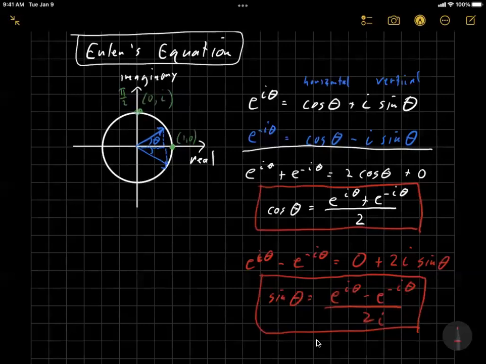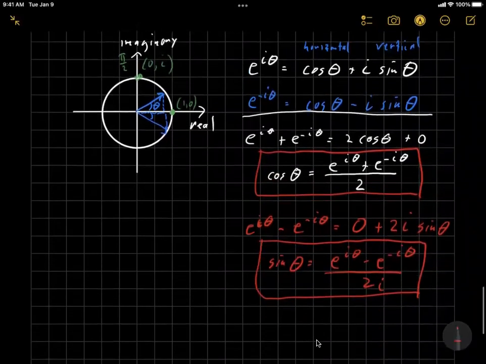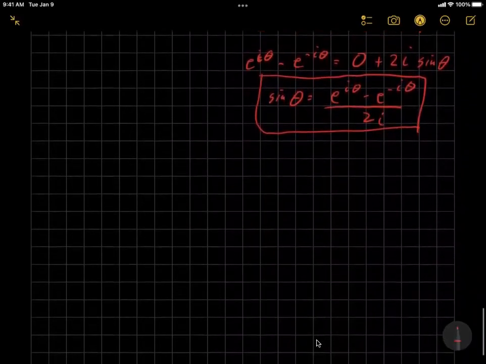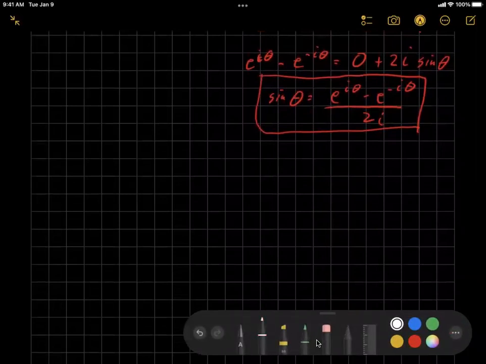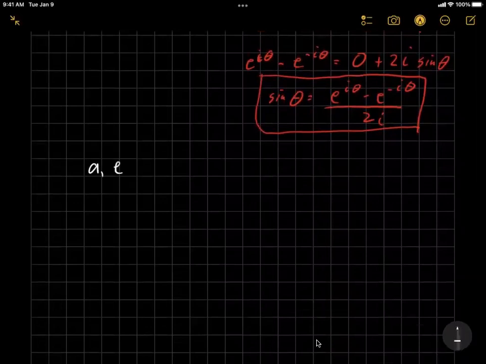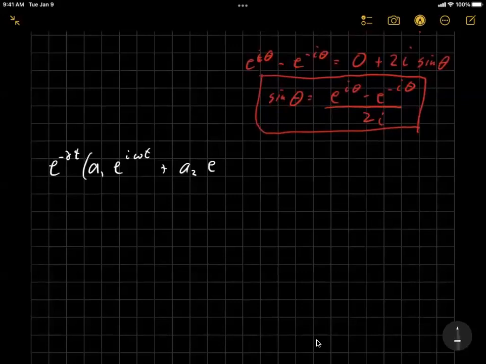And so we can rewrite them. Now, that's very important as we do the harmonic oscillator, because we said that the solution, going back to white here, was A1 e to the, sorry, a solution with e to the negative gamma t part, times A1 e to the i omega t, plus A2 times e to the negative i omega t. So we had determined that that was our solution.